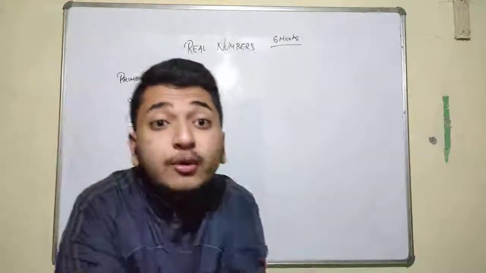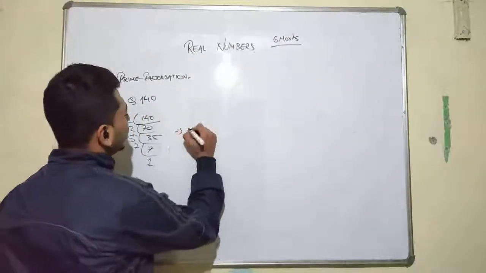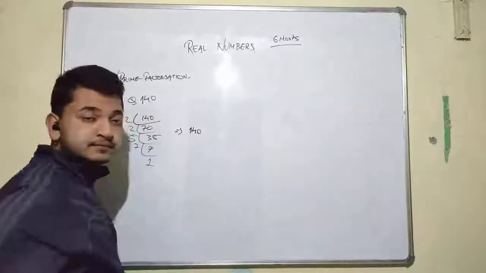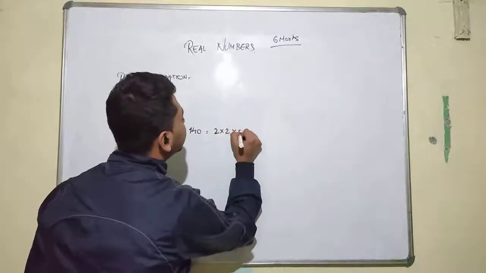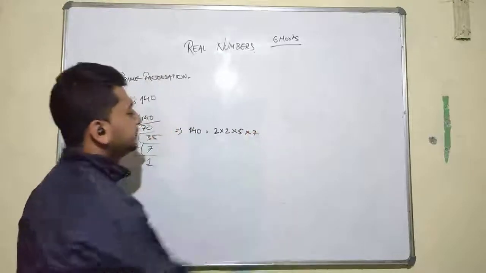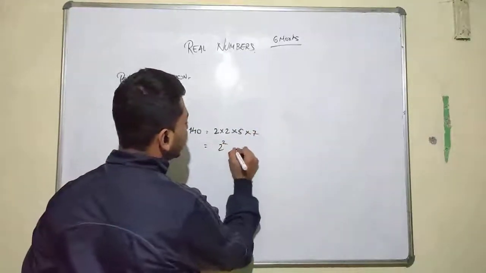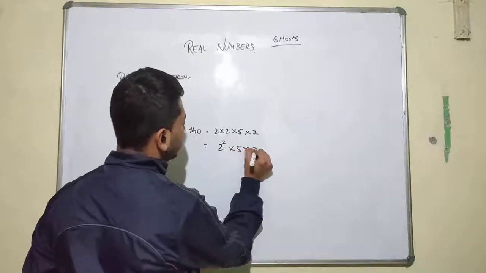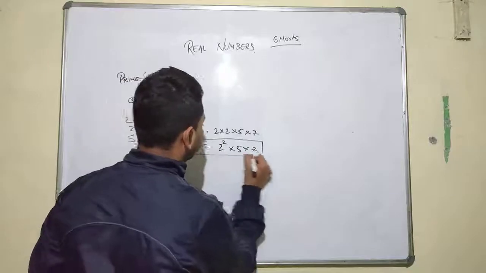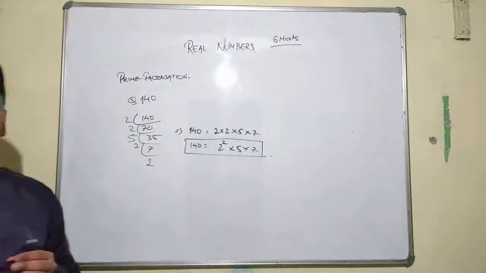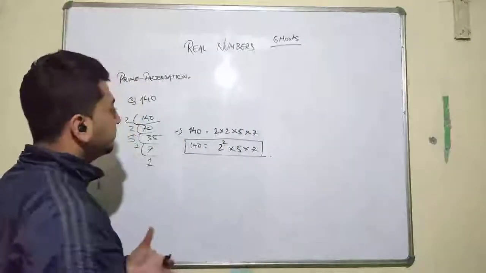So now, how you will write this is the basic thing. 140 equals 2 into 2 into 5 into 7. This is how you express it. You can write it as 2 squared into 5 into 7. It's very easy, right? That is how to do prime factorization. There are some more questions.